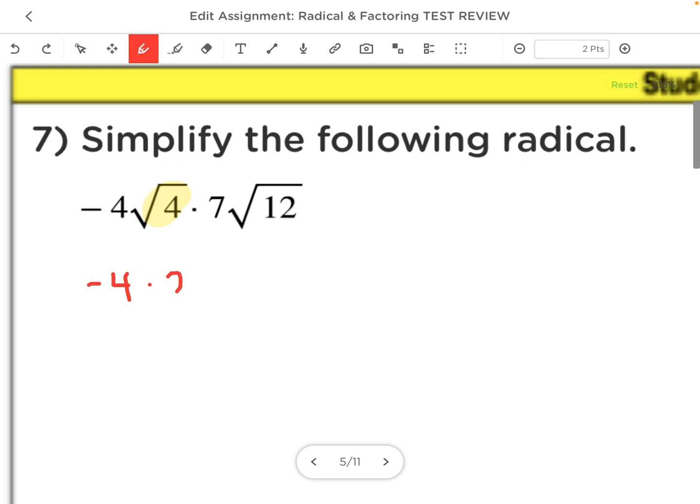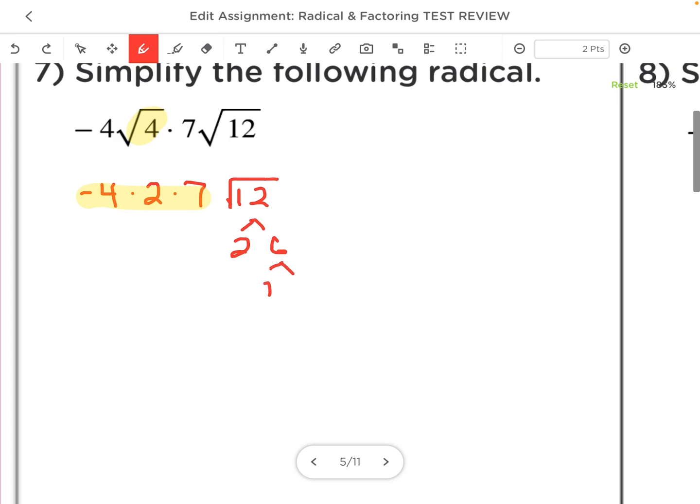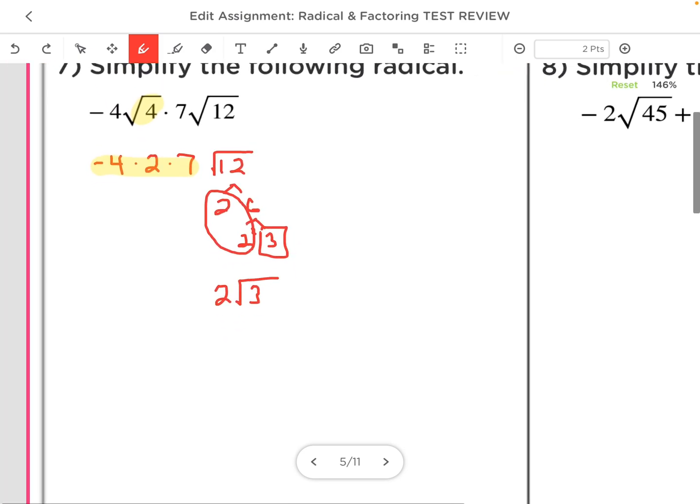And we have the square root of 4 is 2 times 7. And then we still have the square root of 12. And so now I'm going to do a factor tree for the square root of 12 and deal with those guys, multiplying those guys at the end. So I could split 12 into 2 and 6, and 6 into 2 and 3. And so that's going to give me a 2 on the outside, and the square root of 3 left over.